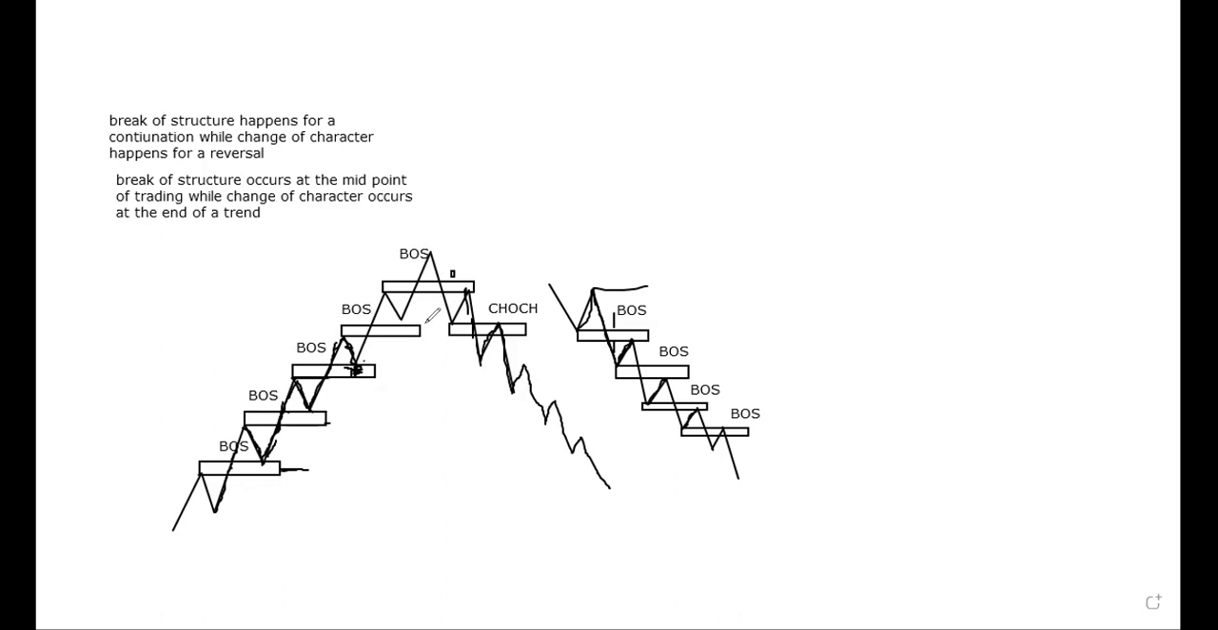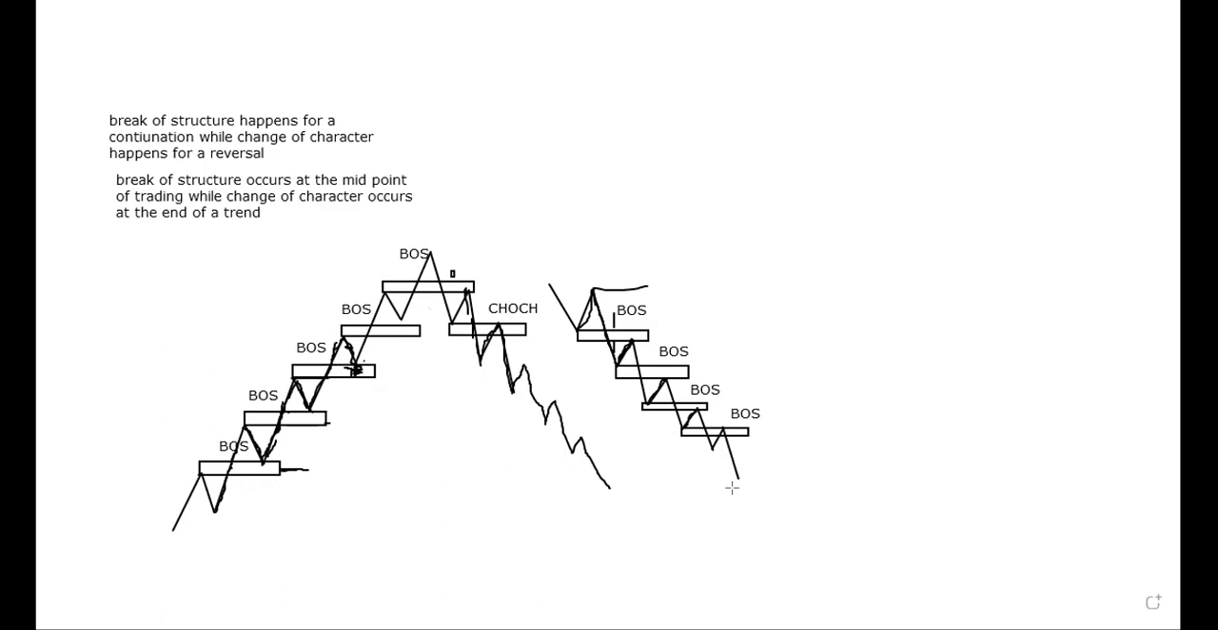And so that's what FMC calls change of character. So you want to allow it to break this structure over here, then comes back to retest. So at this level, you want to enter, then you want to keep on selling. The same thing also goes for the sell.